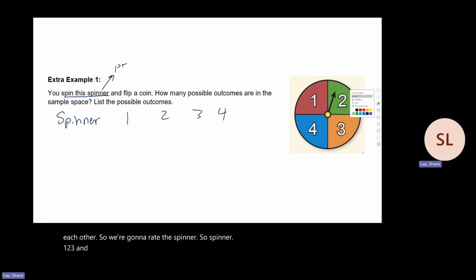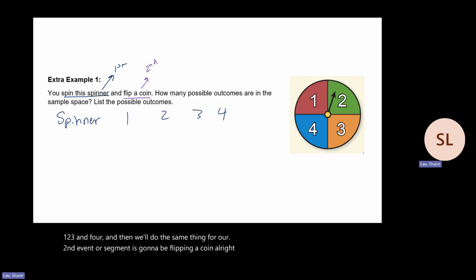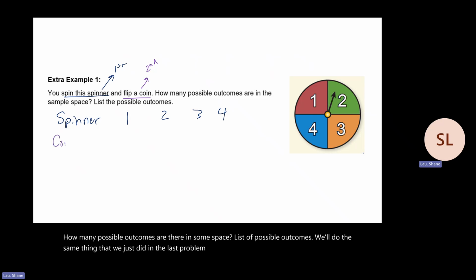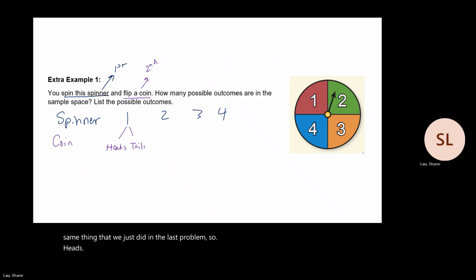And then we'll do the same thing for our second event. Our second event is going to be flipping a coin. How many possible outcomes are there in the sample space? List the possible outcomes. We'll do the same thing that we just did in the last problem. So, flip a coin. Go heads, tails, then heads, tails, heads again.